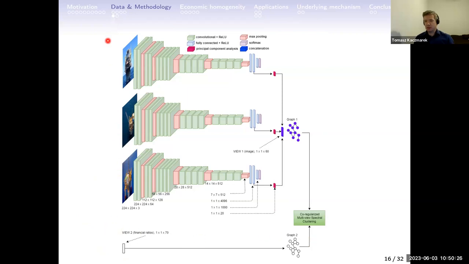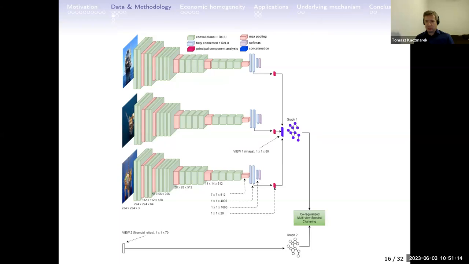So we take a representation from each photo with convolutional neural nets. These are convolutional neural nets that are pre-trained, so we use transfer learning. Those nets were trained with several million photos to recognize 1,000 objects. And then we take a vector, which is 4096 in length, from each photo, and aggregate it together to create one vector representation from several photos. And then we put it together along with financial ratios to create clusters.